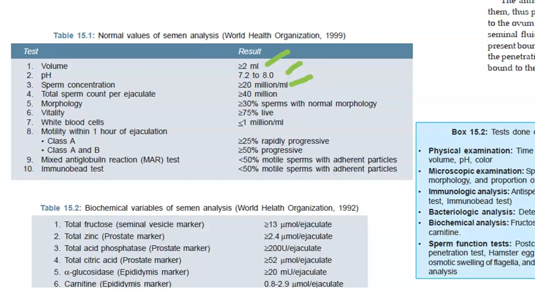Sperm concentration is greater than 20 million per ml. So totally how much should be there for 2 ml? 40 million. Then the morphology: at least 30% of sperms should have normal morphology.